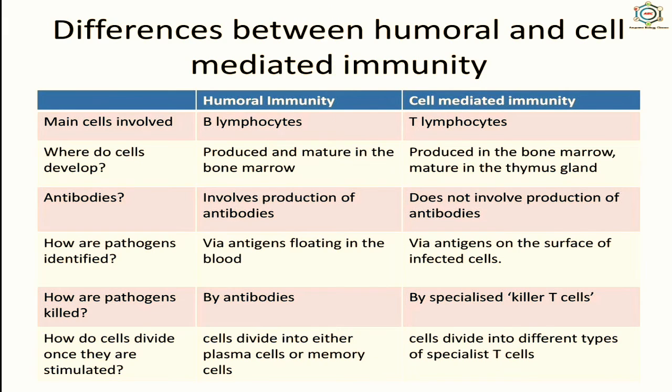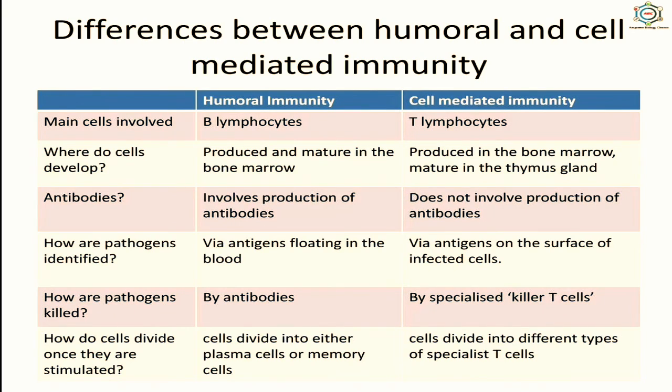Now, the difference between the humoral and cell-mediated immunity. So, in case of humoral immunity, main cell involved is B lymphocyte, while in case of cell-mediated immunity, T lymphocytes are involved. Where do cells develop? In case of humoral immunity, produced and mature in the bone marrow, while in case of cell-mediated immunity, produced in the bone marrow and mature in the thymus gland.